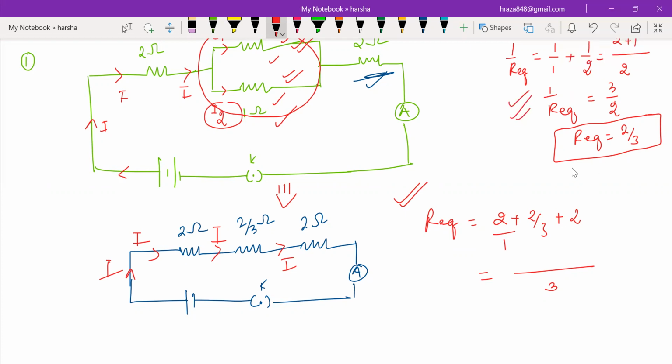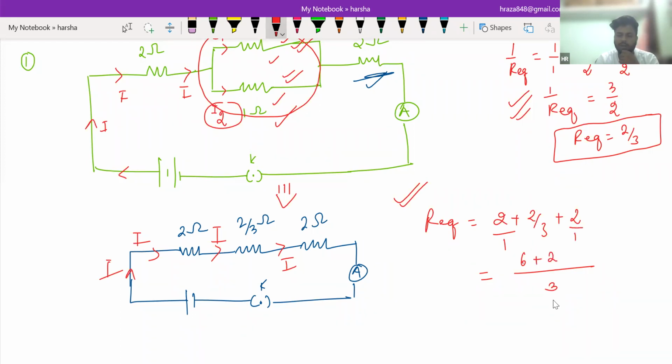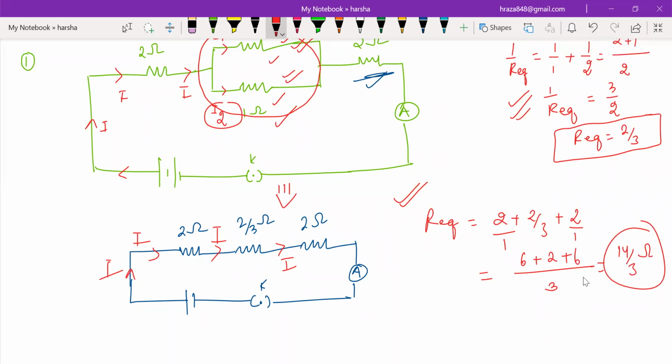So you should take the R equivalent value. Now you can see if you are going to take LCM, it will be 3. So 1 3 is 3, 2 3 is 6, plus then 3 1 is 3, 2 1 is 2, and then again 1 3 is 3, so 2 3 is 6. So it will be 6 plus 6, 12 plus 2, 14 by 3. Is that clear, everyone? Yes, sir. Very good.